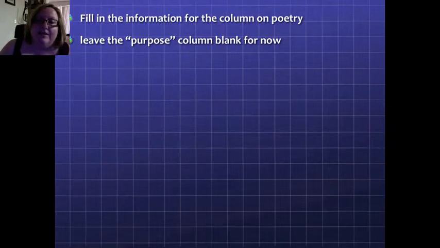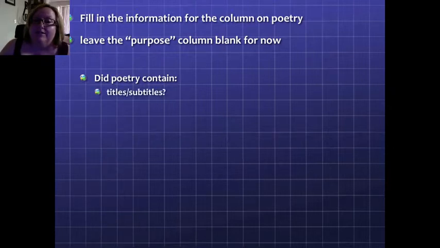All right, so let's start with the poetry. You already read the poetry. We're not filling out the purpose yet until we have all 3 in. So let's ask ourselves some questions about the poem Volcanoes by Valerie, forgot her last name. Oops. So, first row. Did the poetry contain titles or subtitles? If it did, put yes in the square. If it did not, put no. If you're not sure, go back and look at that poem. You copied it down.